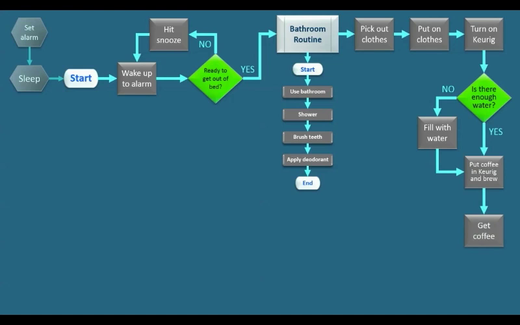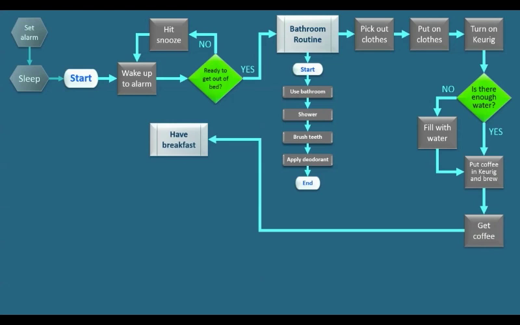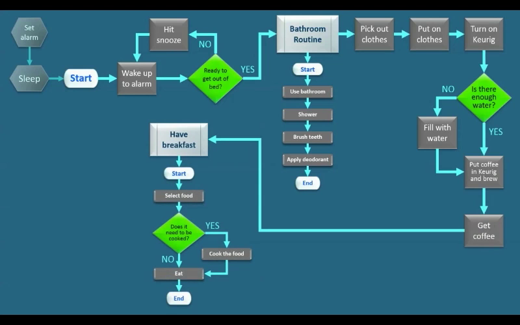You wait for your coffee to brew, and then you can get the coffee. After that, you'll have breakfast. Involved in this sub-process is selecting your food, and then once you select your food, you come to a decision block where you need to figure out if it needs to be cooked or not. If the answer is yes, you cook the food. If the answer is no, you can go straight to eating it.